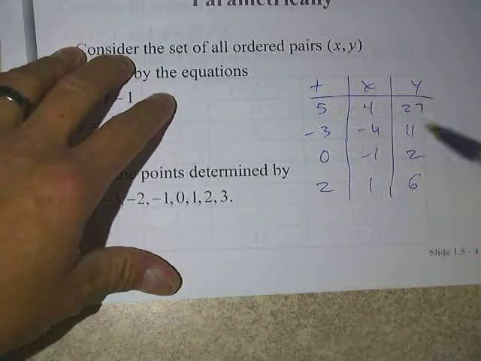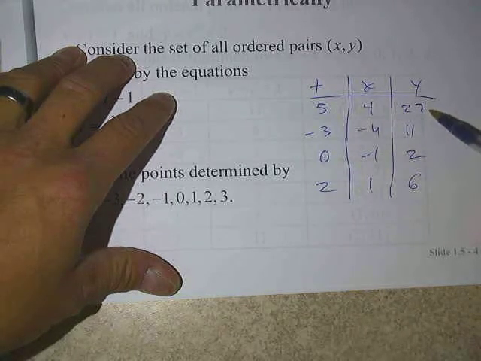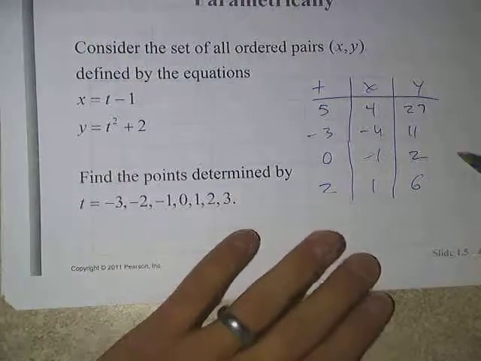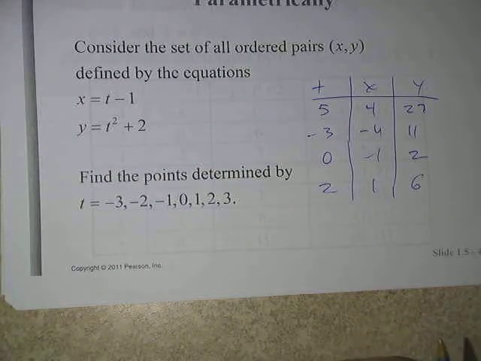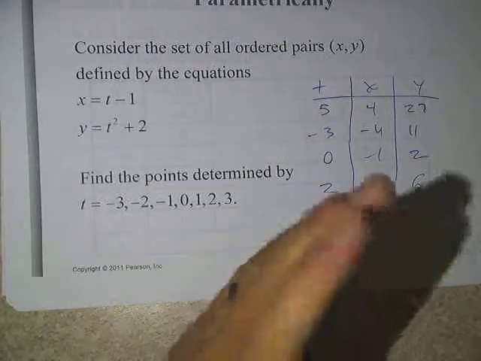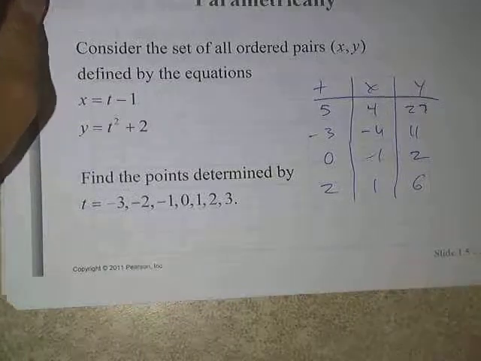So again, are we going to actually graph these points? No. These are the parameters. We're going to graph on the xy plane, just like normal. We're going to graph the point 4, 27, negative 4, 11, negative 1, 2, 1, 6, and so on. Ultimately, that's going to give us a graph of something. We may or may not be able to recognize what the graph is by the equations given, but when we plot these points, the graph may look familiar. It may look like one of the graphs that we already know, or some variation of it.